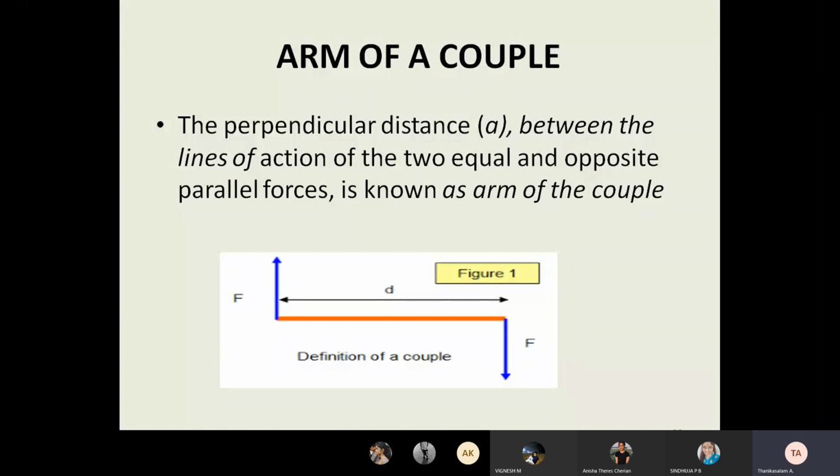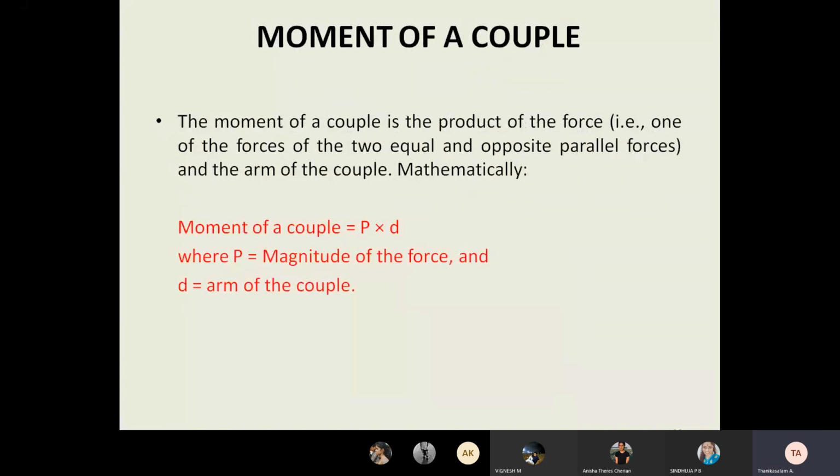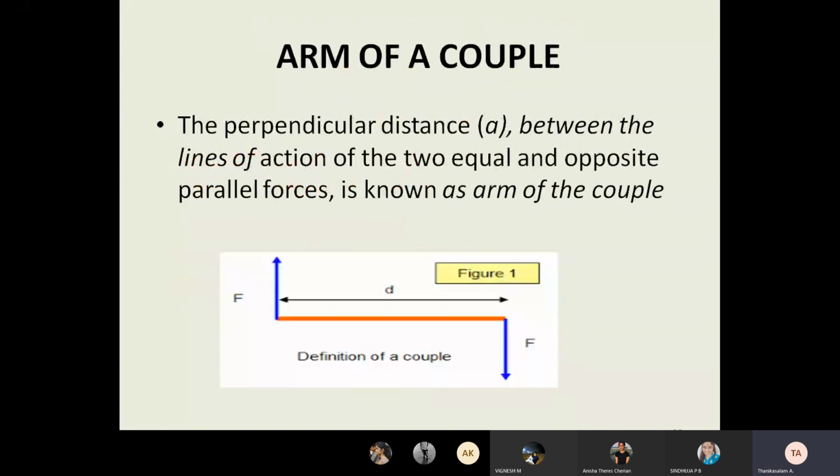This is also a couple. The arm of the couple means the distance. D is called the arm of the couple. So, moment of a couple equals F into D or P into D.